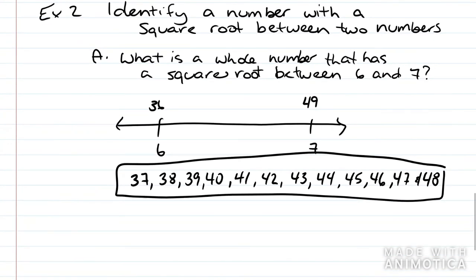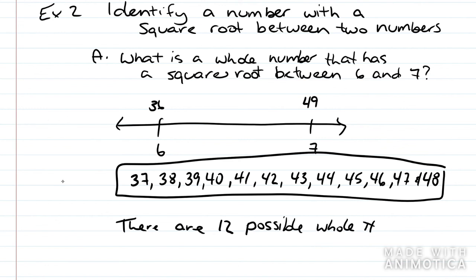So how many whole numbers can you find? Well, we found all of these. So 1, 2, 3, 4, 5, 6, 7, 8, 9, 10, 11, 12. So there are 12 possible whole numbers that have a square root between 6 and 7.